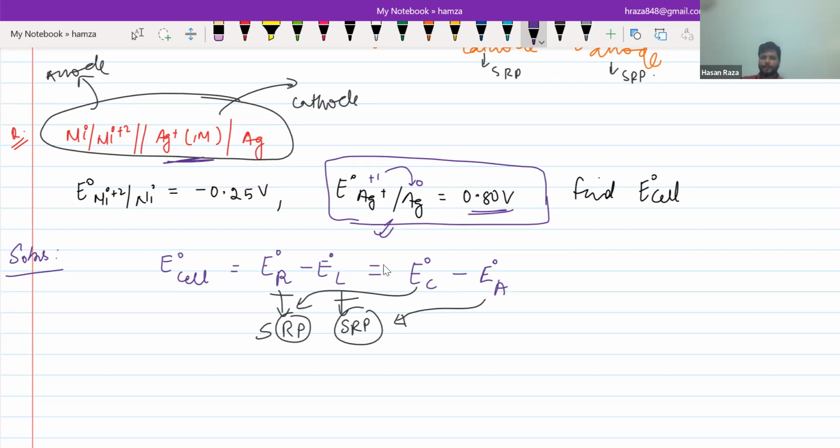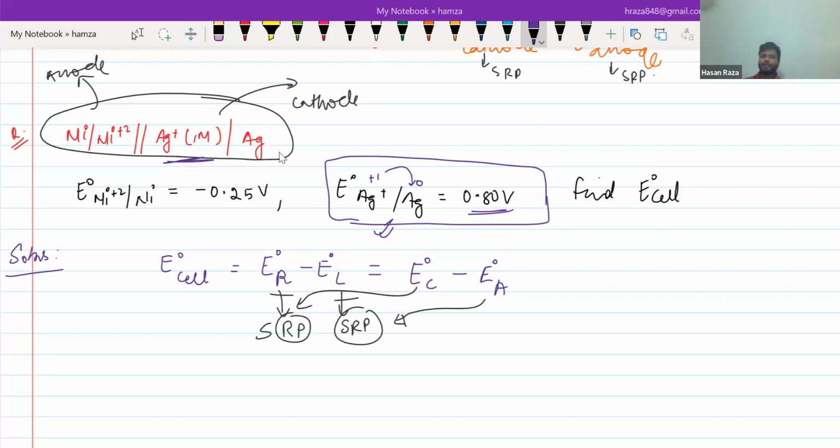Is it oxidation potential or reduction potential? Please message me in the chat box. Is it oxidation potential or reduction potential? Can you answer me?